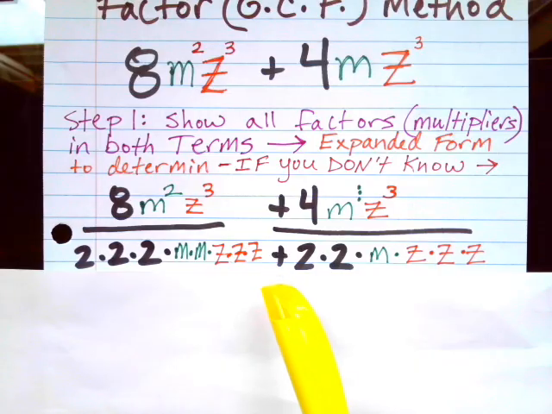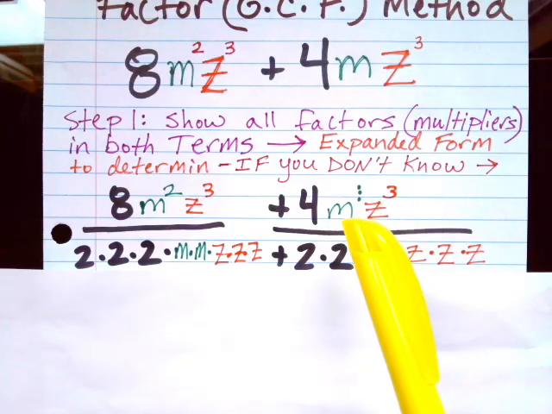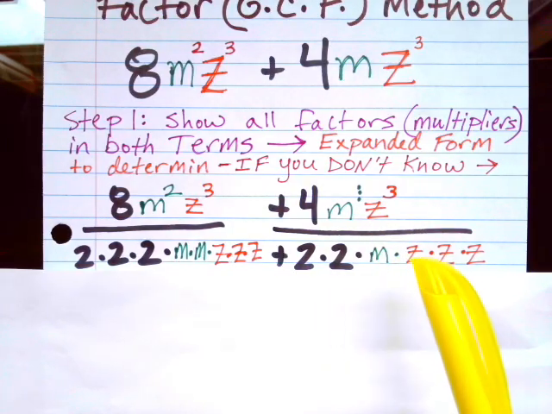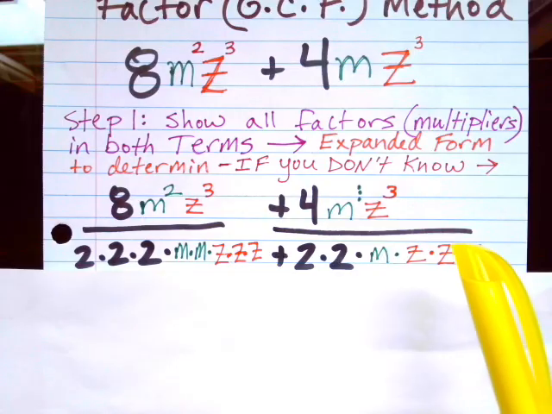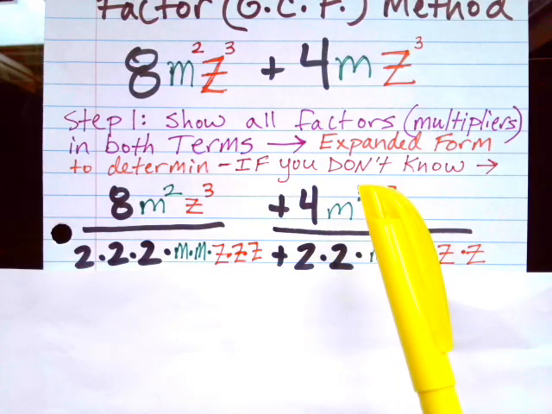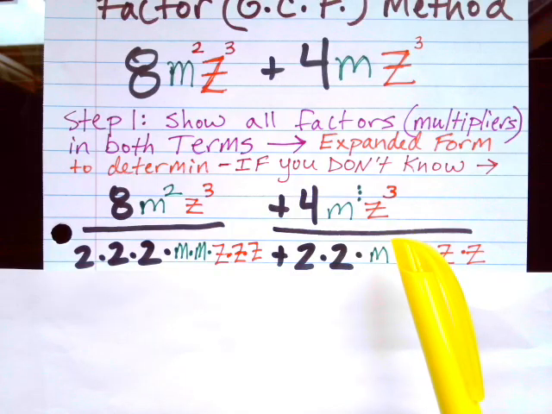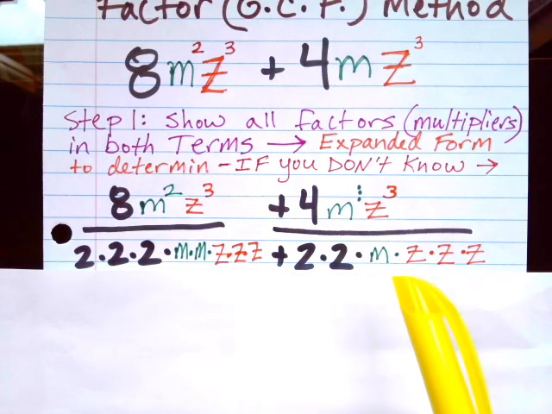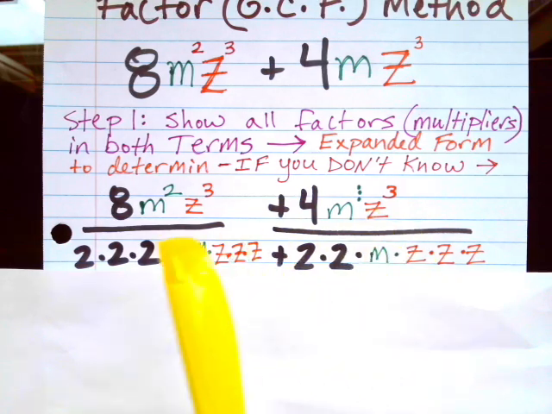Plus, I know 4 is 2 times 2, times 1m, oh, there it is, there's one of the invisible ones, times z times z times z. You add these ones up to get z to the third power. The m invisible one is m to the first power, all by itself. So these are the expanded forms for both of these terms.